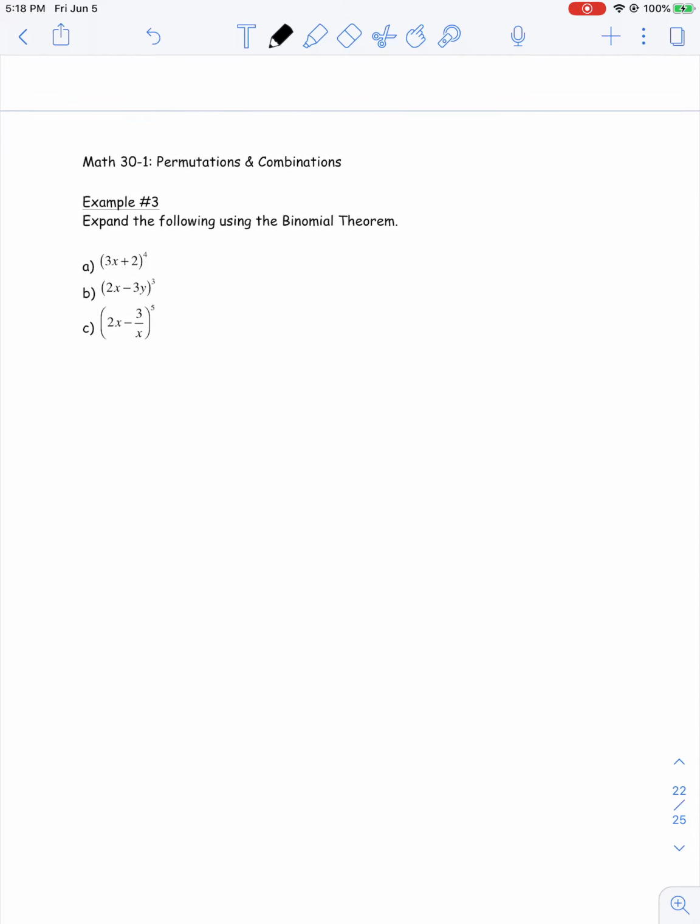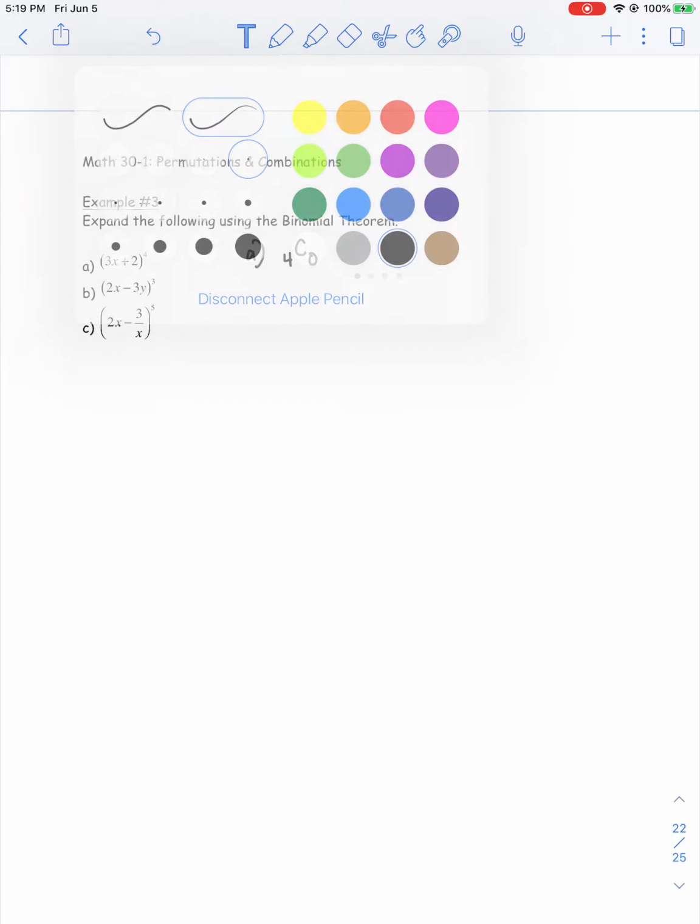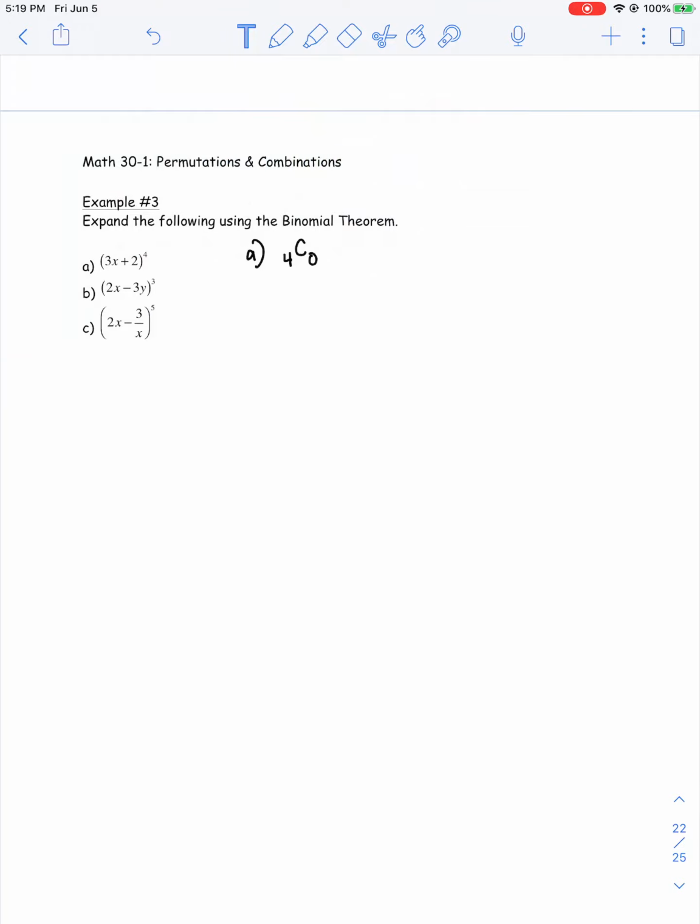So for example, number 3a. We know that our n is 4, so we're going to start with 4 choose 0. So that's our first combination. And then our first term is always our x and our second term is always y. So instead of writing x, we're going to replace it with 3x. So this is our x, this is our y. It's always going to be x plus y.